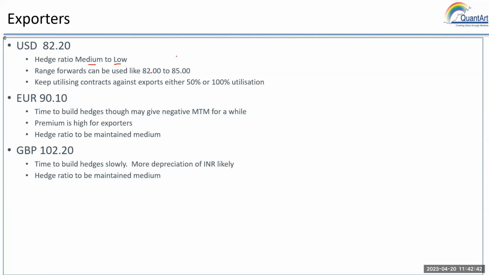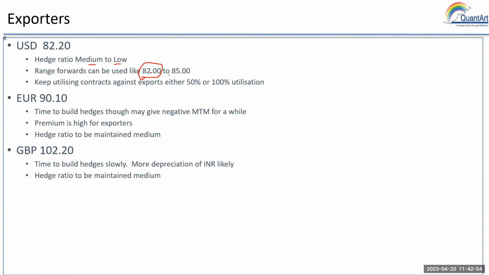You can use range forwards, 82 to 85. You can take kind of range forwards. Range forwards can be designed in different ways. So basically, a range forward will protect you at 82. If dollar rupee for some reason moves to 79, 78, you don't have any stress. You are protected at 82.